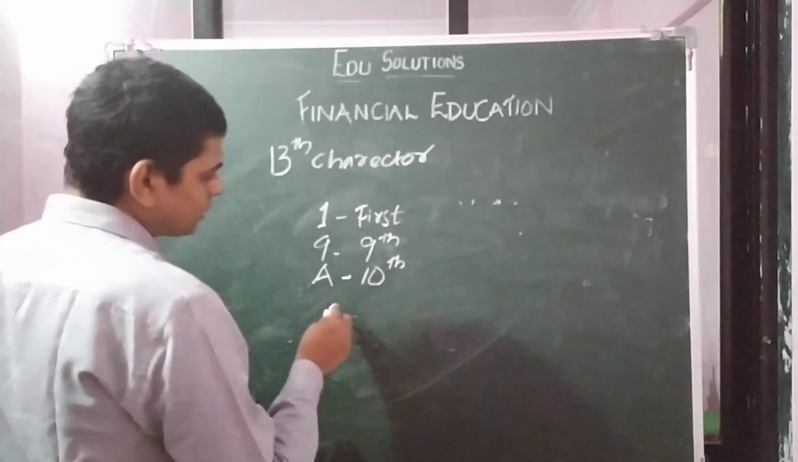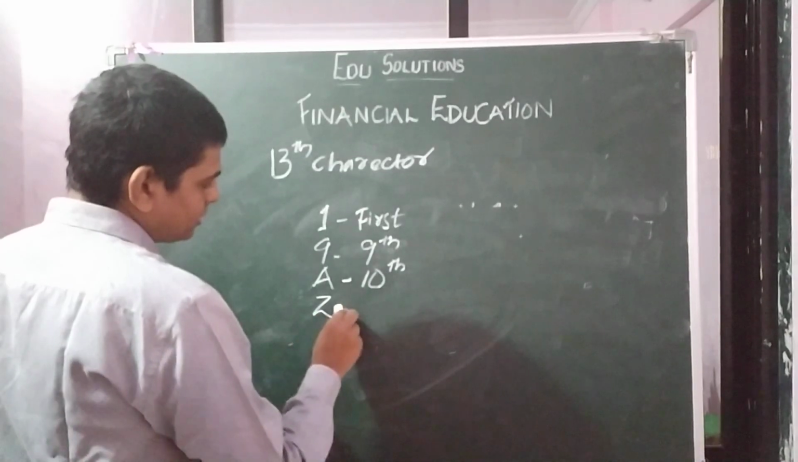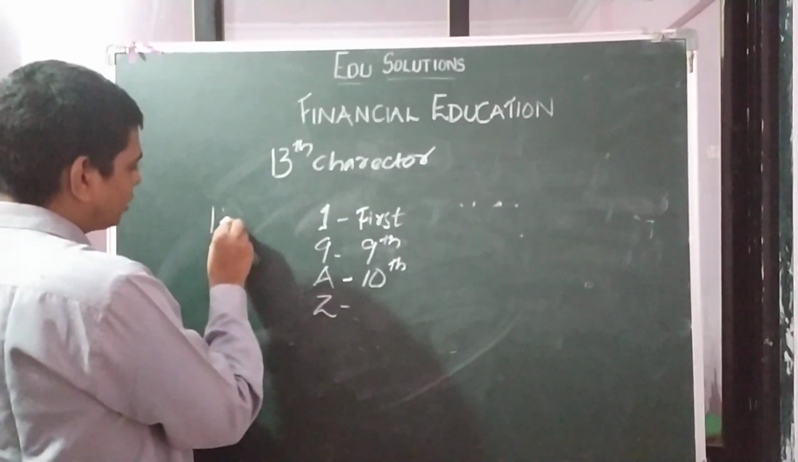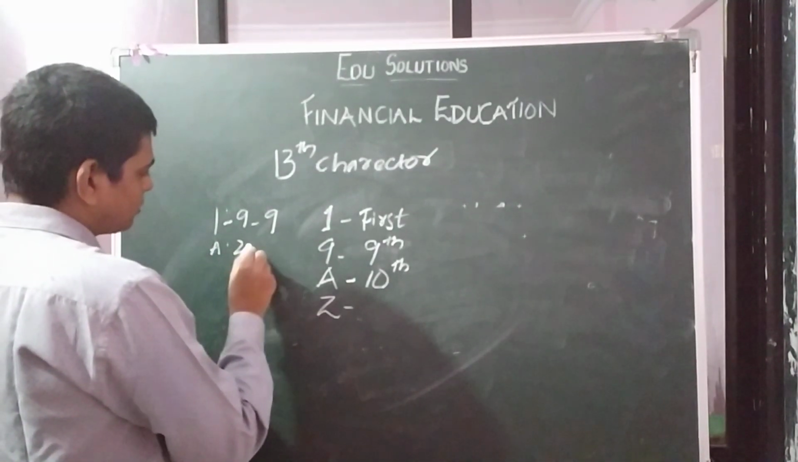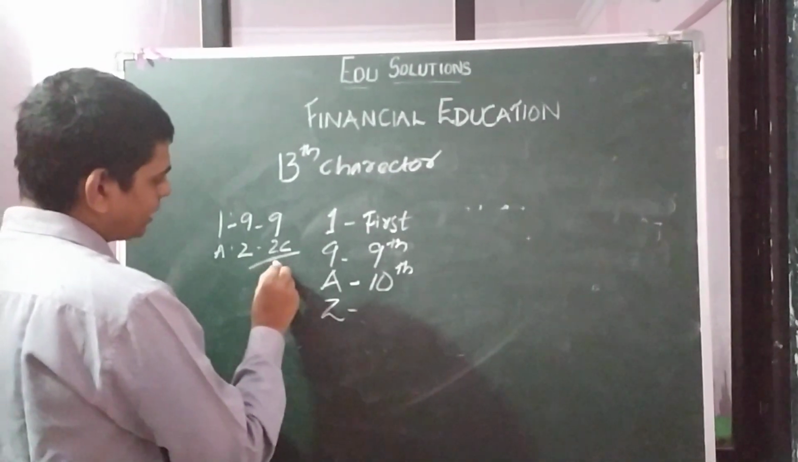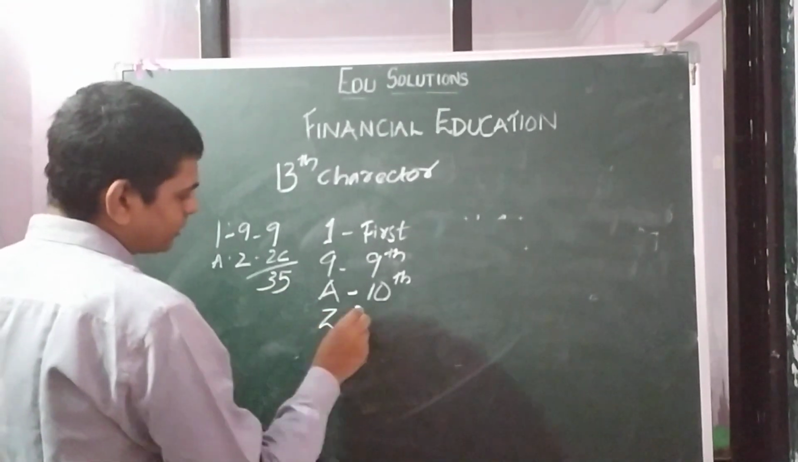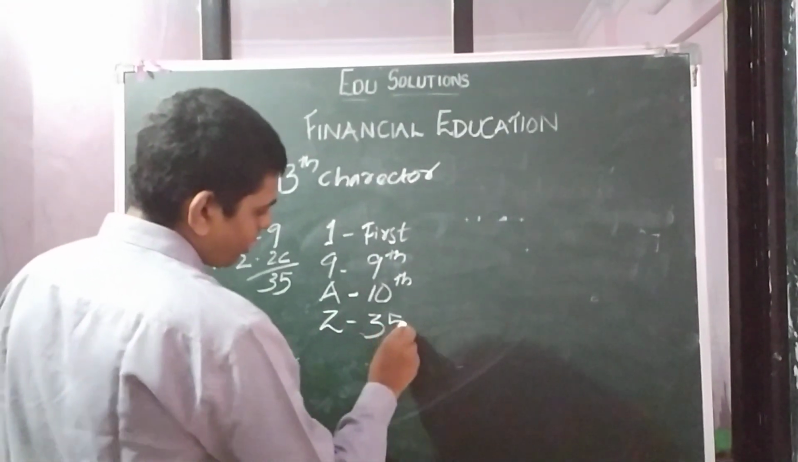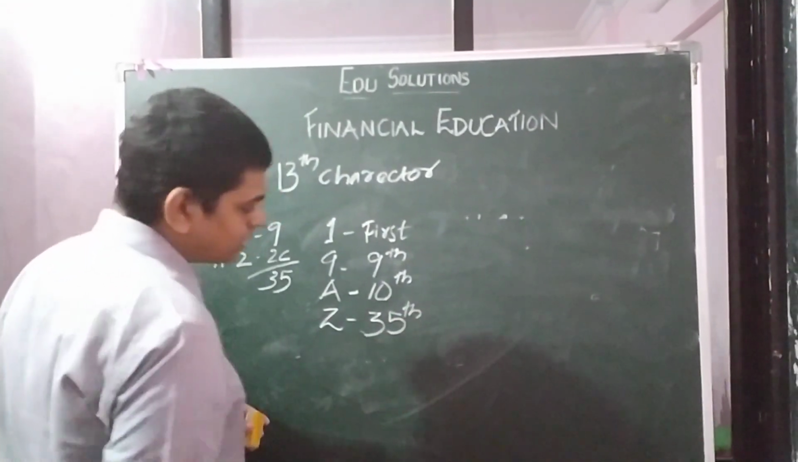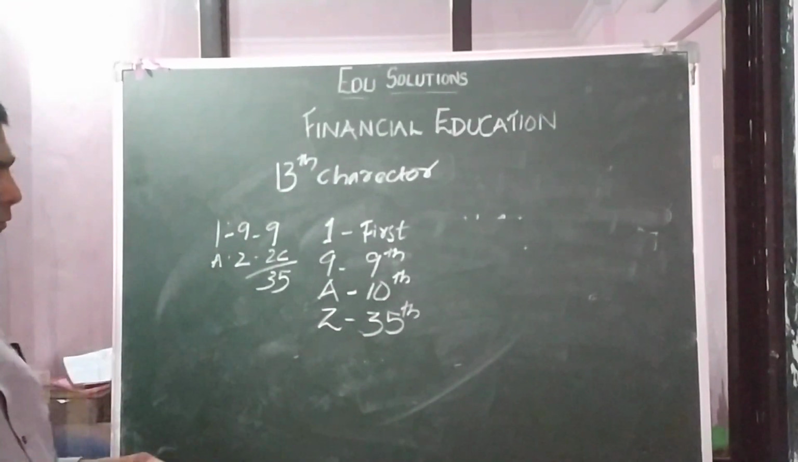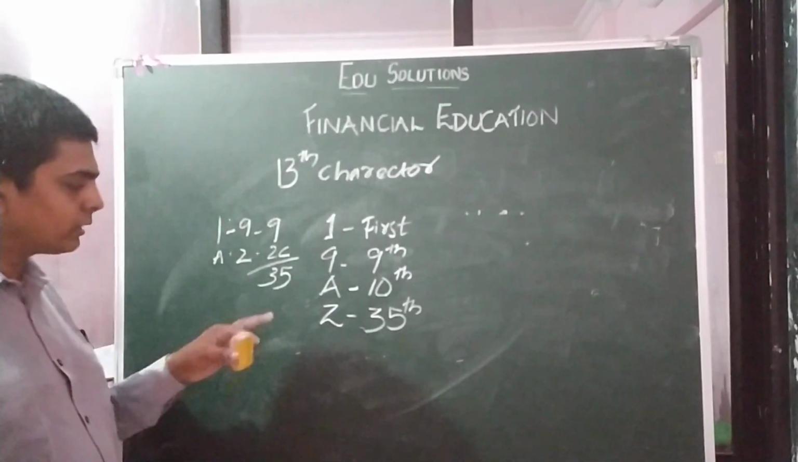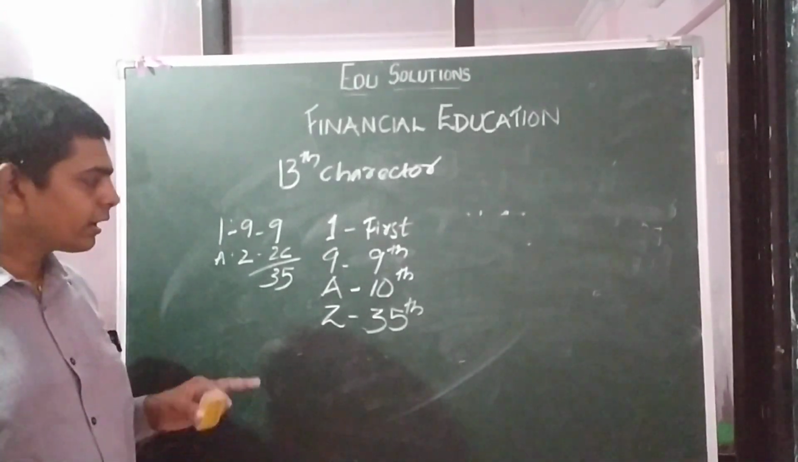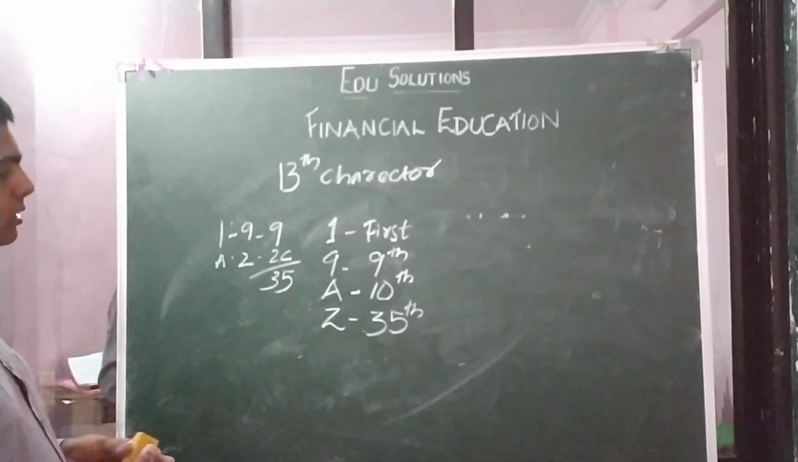So A to Z is 26, and we can add the digits 1 to 9, which is 9. So 26 plus 9, total 35 entities we can run within the state. After 35 we cannot get a separate GST number. We have to get another PAN number. This is the maximum limit you can get for GST within the state.